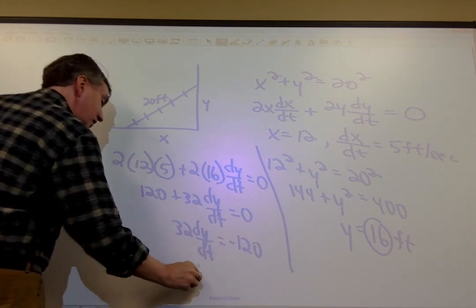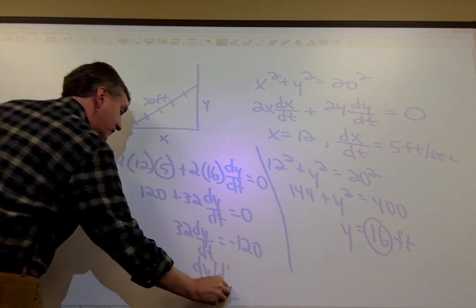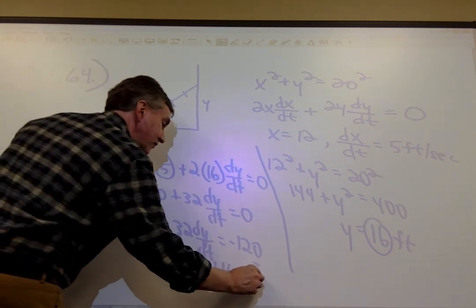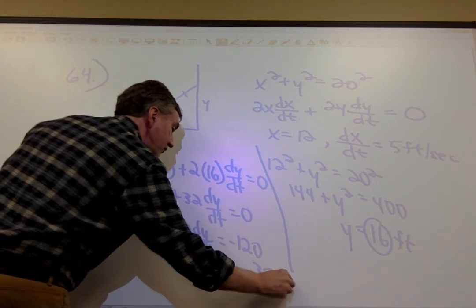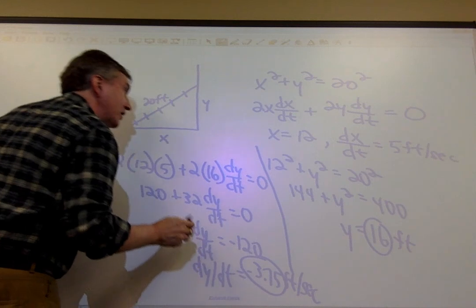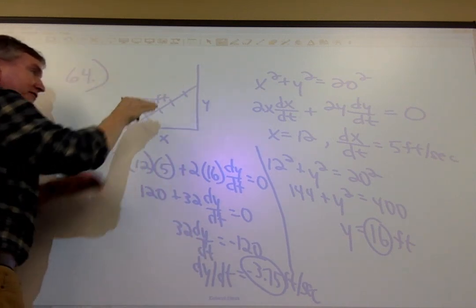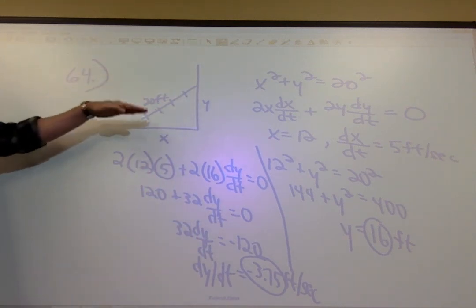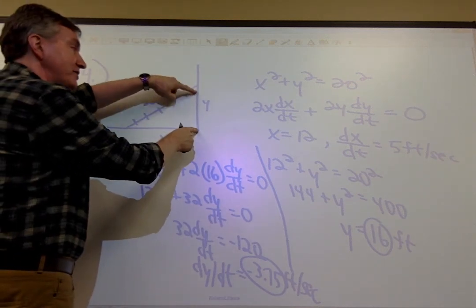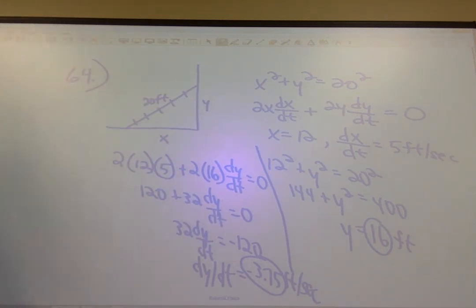20 dy/dt equals, yeah, the 3.75. Tell me if this makes sense. Y is actually decreasing as that falls down, right? So it's decreasing at 3.75 feet per second. I would expect that to be negative if this length is getting smaller, right? Y is decreasing that quickly. That's why it's negative.